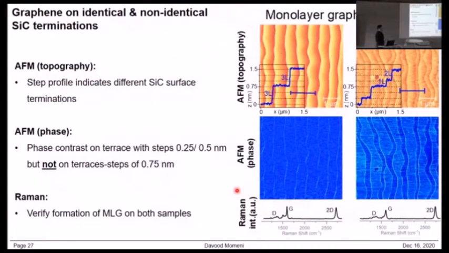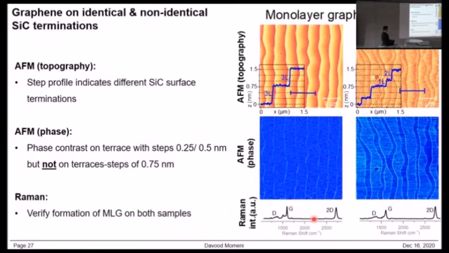Interestingly, the AFM inspection also shows the same effect. Here you see graphene grown on two 6H SiC substrates with different morphology. We can grow graphene with advanced control, on sequential steps and terraces of 0.25 and 0.5 nanometer, or simply on 0.75 nanometer terraces. The Raman spectroscopy at the bottom verifies formation of graphene on both samples.